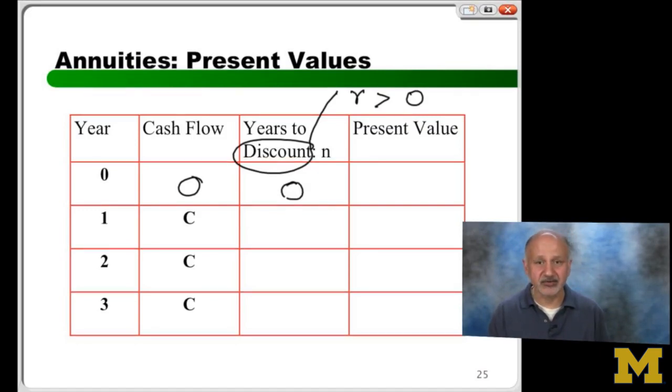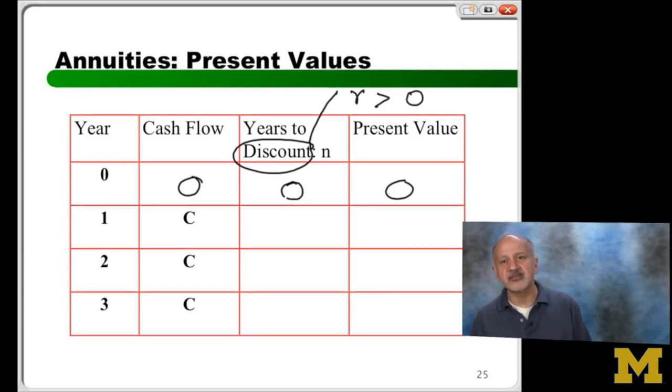0 years of discounting, because we are standing today and present value today is 0. What is the present value? Turns out to be 0. Why? That's simply because there's no cash flow here. If there were, it would be exactly the same number because of no years to discounting. So in some sense, years to discounting is a key variable.